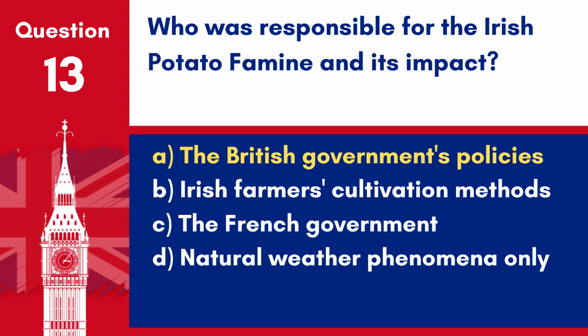Answer: A. The British government's policies. While the famine was triggered by a potato disease, the widespread devastation was significantly exacerbated by the British government's inadequate response and harmful economic policies.